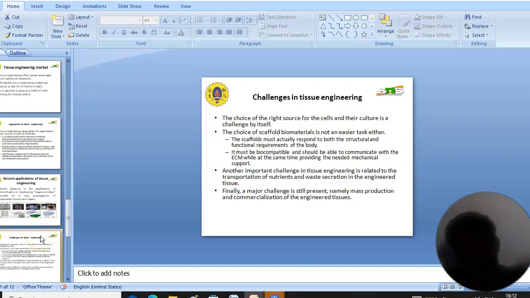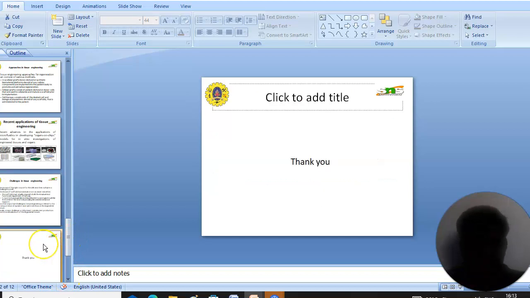The challenges in tissue engineering: the choice of the right source for the cells and their culture is a challenge. The choice of scaffold materials is not an easy task. Another challenge in tissue engineering is the transportation of nutrients and waste secretion in the engineered tissue. Finally, a major challenge still present is the mass production and commercialization of engineered tissues. Thank you.